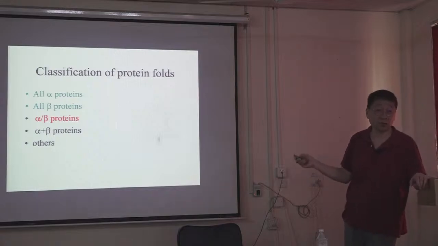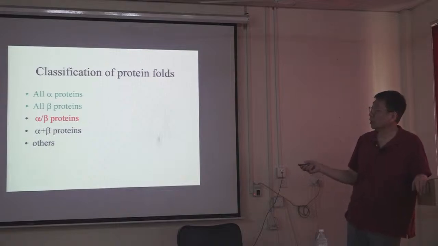I'm not saying all the structures look like this, okay? Just examples, more commonly found. And then let's talk about alpha/beta proteins.